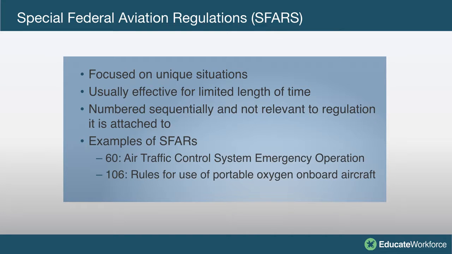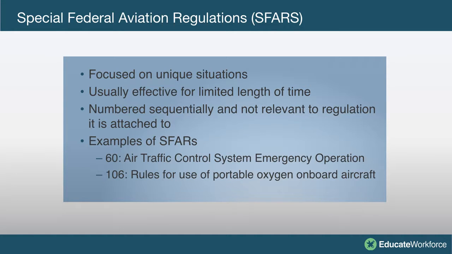Special Federal Aviation Regulations, commonly referred to as SFARs. They're focused on unique situations. They're going to take effect for a limited length of time, and their numbering is going to be sequential. It'll be a 1 or a 2 or a 5. The examples that we have in the book, they start off with 13, then they go to 107.